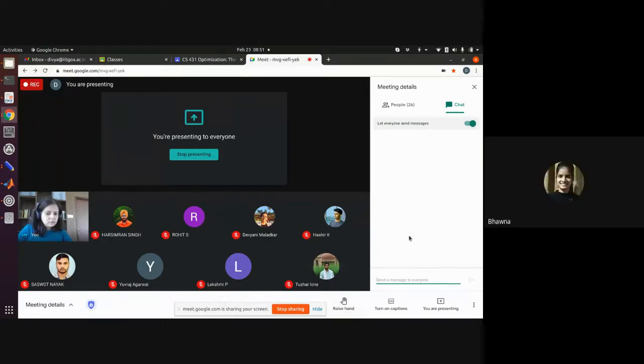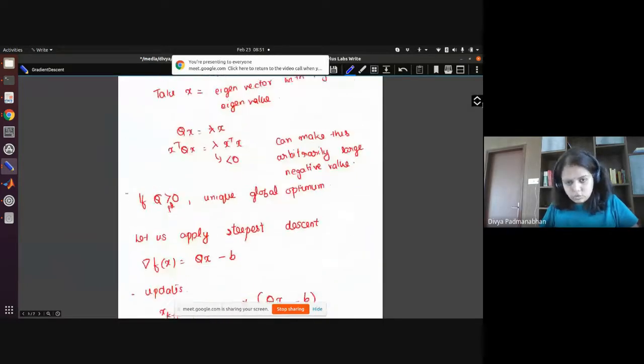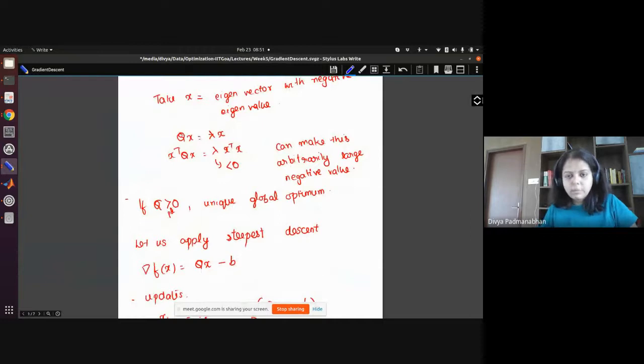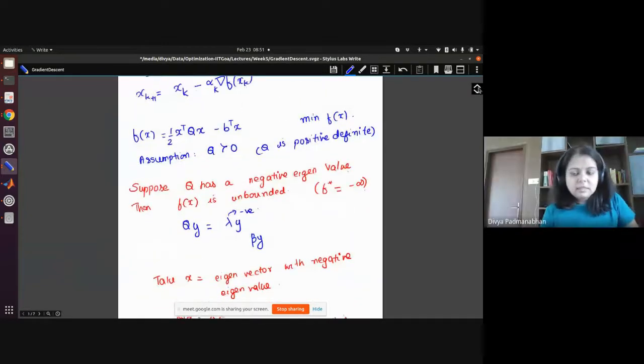Ma'am, by saying boundedness, do you mean upper bound or lower bound? Yeah, so here we are looking at a minimum. So what we mean is the lower bound. Yeah, that's a good point. If you're looking at the upper bound, by the same logic, if it is positive definite, the upper bound can be quite large. That can grow arbitrarily large for a positive definite matrix.